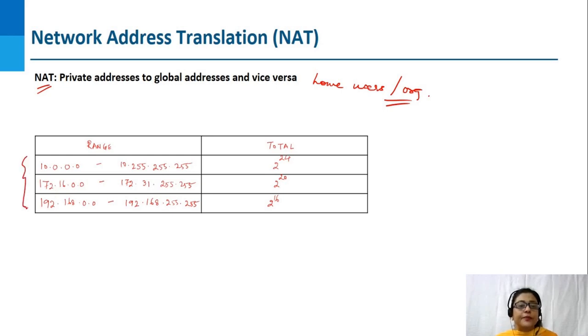This is the range of addresses that have been allocated to be used by anybody without any license. The range is 10.0.0.0 to 10.255.255.255, so a total of 2 to the power 24 addresses. The second block is 172.16.0.0 to 172.31.255.255, so 2 to the power 20. The third block is 192.168.0.0 till 192.168.255.255, so 2 to the power 16 addresses that can be used by anybody in network address translation. This is basically used for ISPs and NAT.